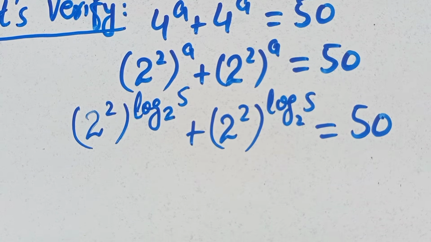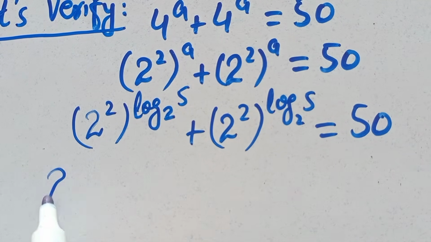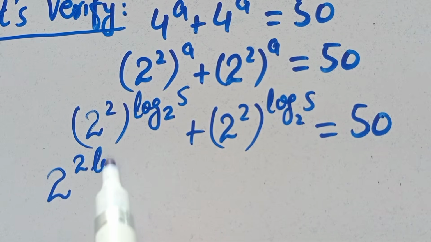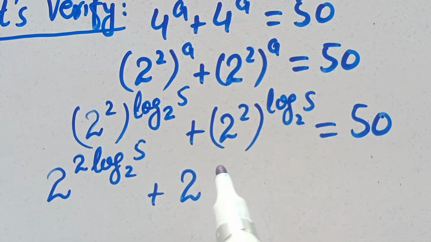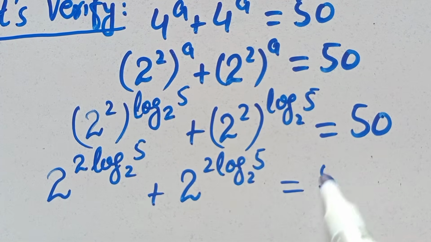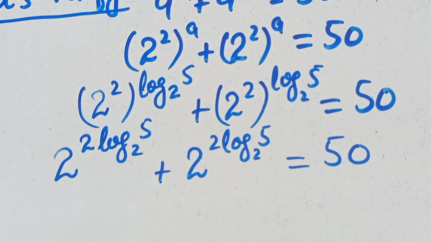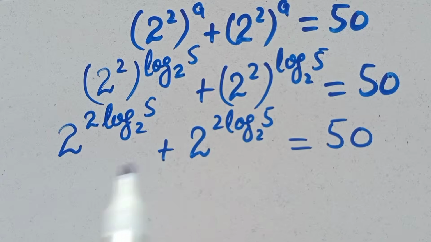Now further simplifying this, we can write the left hand side as 2 power, and powers will multiply, 2 log 5 to the base 2, plus similarly for the second term 2 into log 5 to the base 2, powers multiplied with the power. We have used the power law of exponents. Now here we will also apply another law of logarithm to simplify both terms of the left hand side.